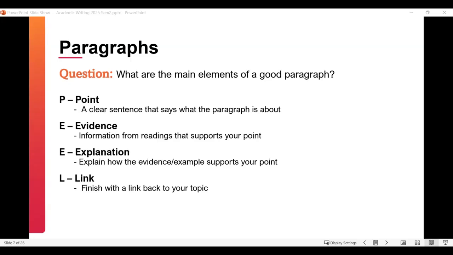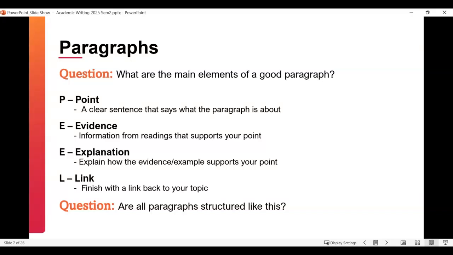Now, what I would like to ask you next is, hang on, my PowerPoint slide is not moving. Yes, it is. Are all paragraphs structured like this? Can I just have a few yes, no in the chat, please? What do you think? Are all good paragraphs structured like this? Or should they be structured like this?